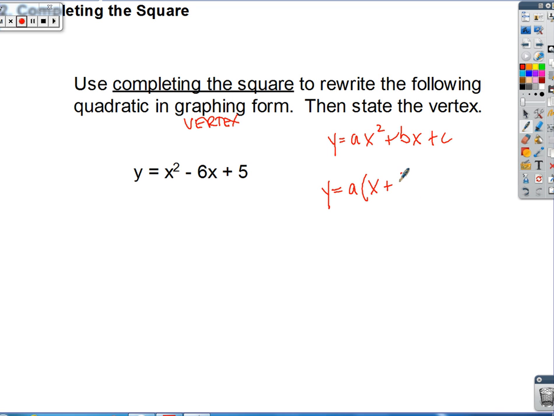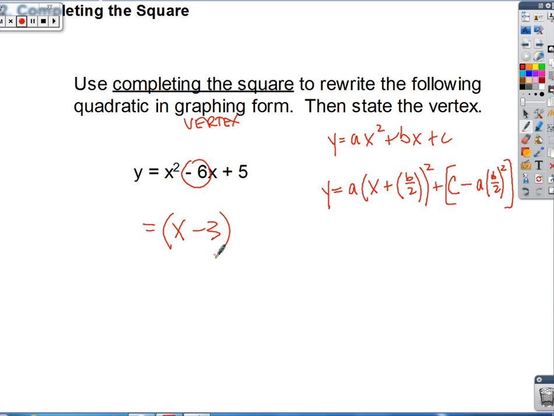All right, so a times x plus b over 2 squared, plus c minus a times b over 2 squared. If you use that formula, it'll always work. Or you could go back to the way that I showed you originally, which is to take your b value divided by 2, which is minus 3, and square that. So 3 squared is 9. Okay, 3 squared equals 9, but I don't want 9. I want 5. So what do I need to do to get from 9 to 5? I need to subtract 4.